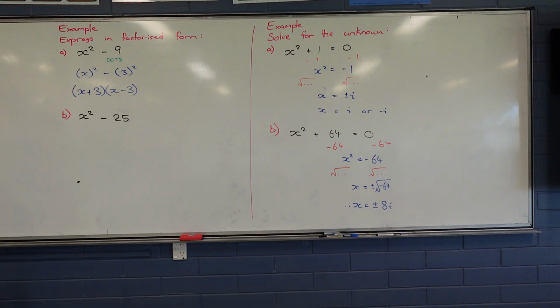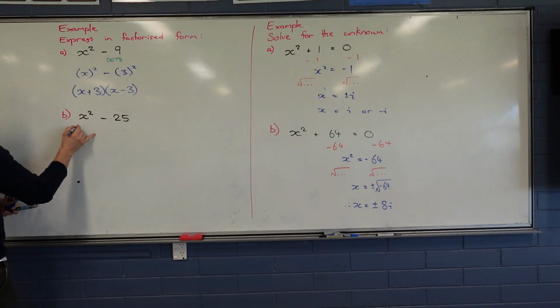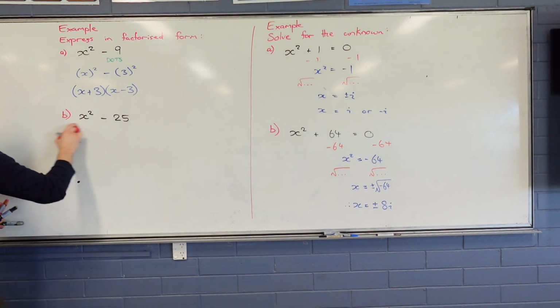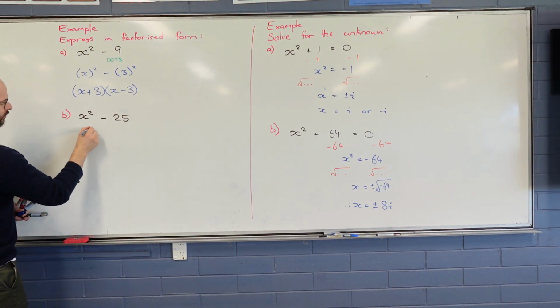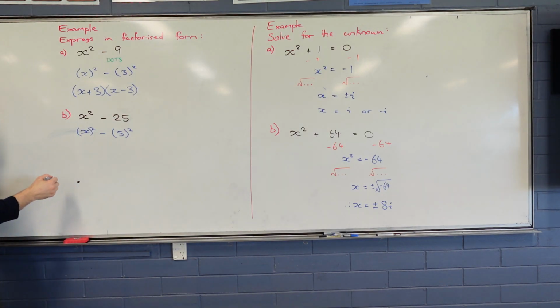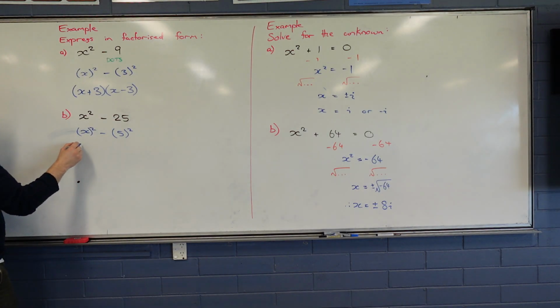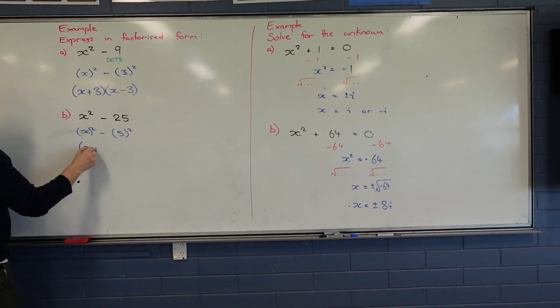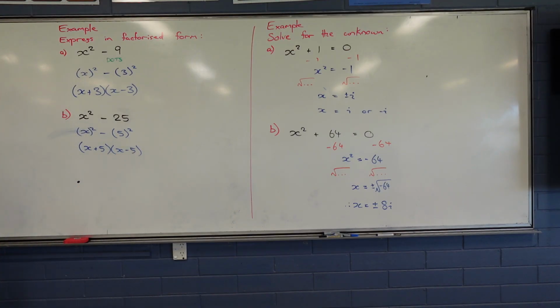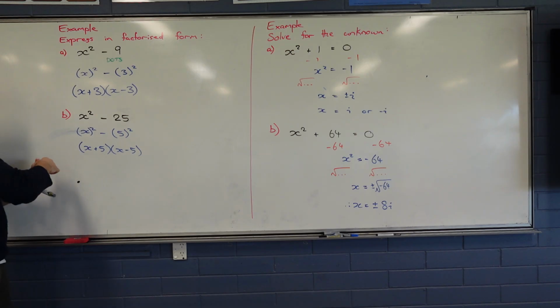What do you reckon the factorization of this one will be, Alyssa? X squared, 5 squared. Yep. X squared, take 5 squared. X squared, in brackets, take 5 squared. And then? Then x plus 5, x take 5. We all on the same page here? Excellent. Let's make things a little bit difficult now.